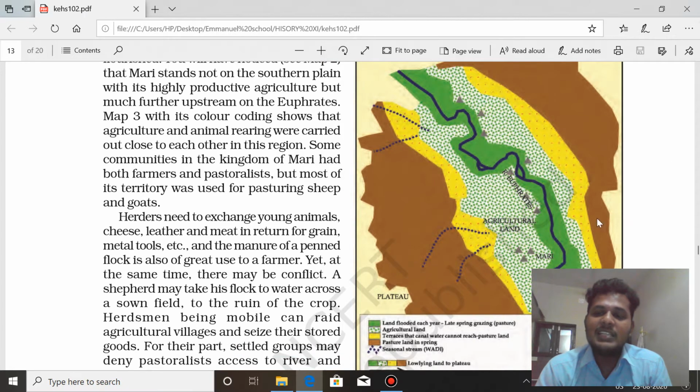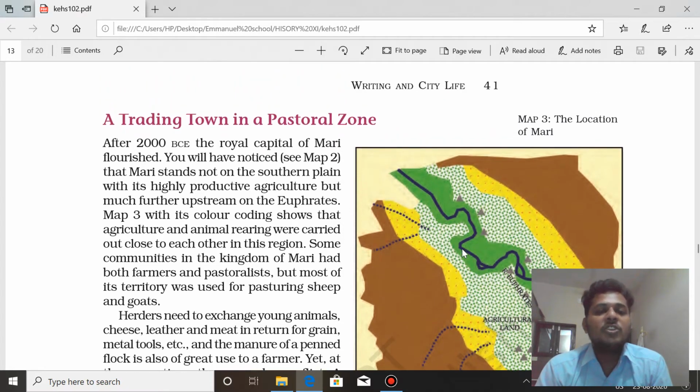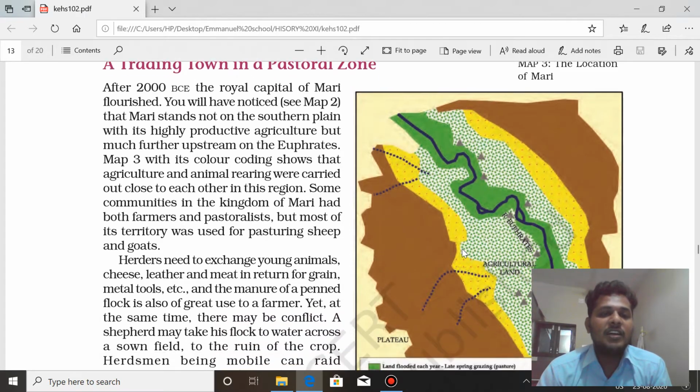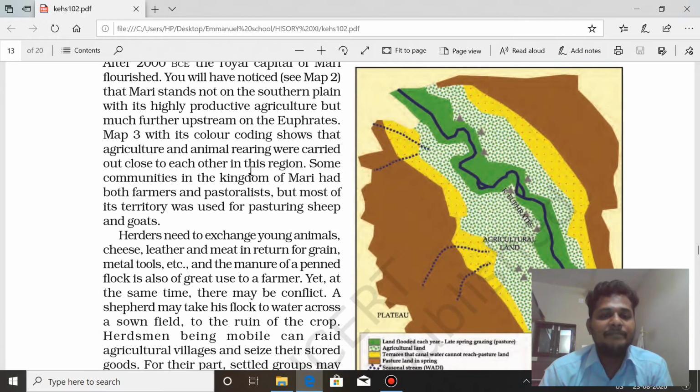Mari is the trading town, but it is located in a pastoral zone. So that's the question: explain Mari, a trading town in a pastoral zone. That is the question, in which you have to discuss. The answer starts from here.